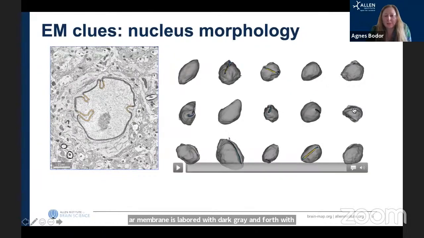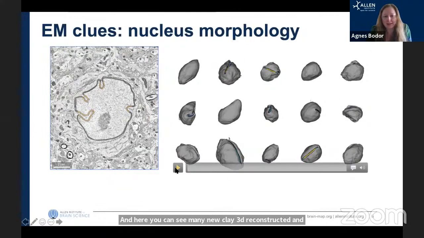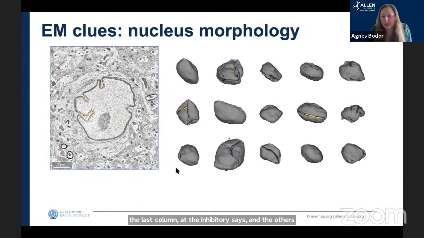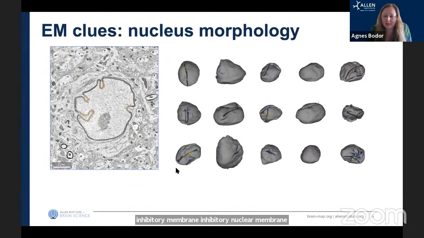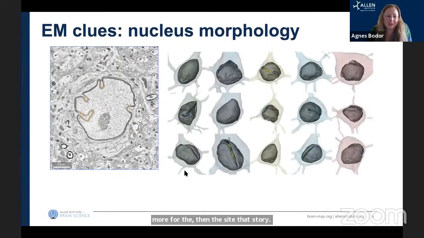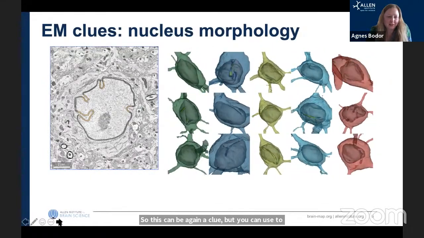And here you can see many nuclei 3D reconstructed, and the last column are the inhibitory cells and the others are the excitatory. And you can see that the inhibitory nuclear membrane is much more folded than the excitatory. So this can be again a clue that you can use to differentiate inhibitory cells from excitatory.